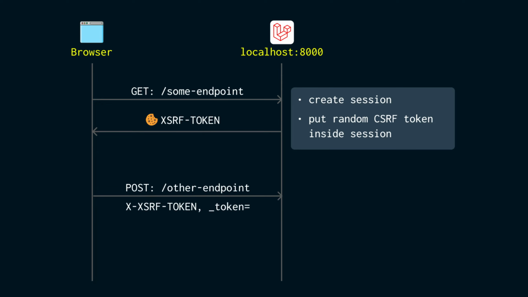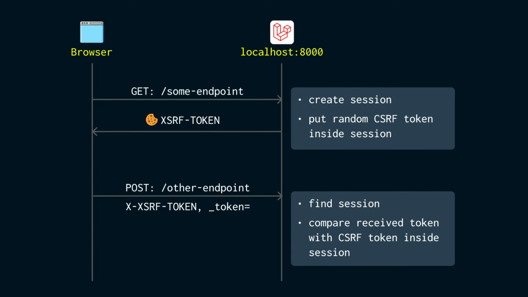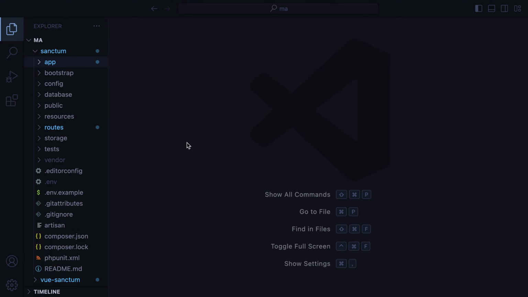Now, subsequent requests will have to send that CSRF token as a header or as a form value. Then, if the token sent with the request does not match the token saved in the session, Laravel will return a 419. Let's have a look at the actual flow.